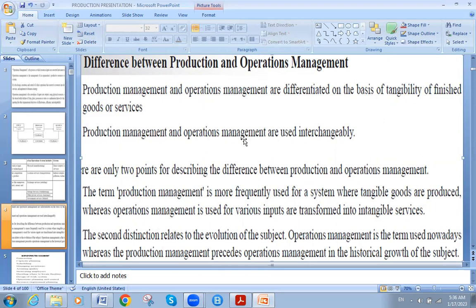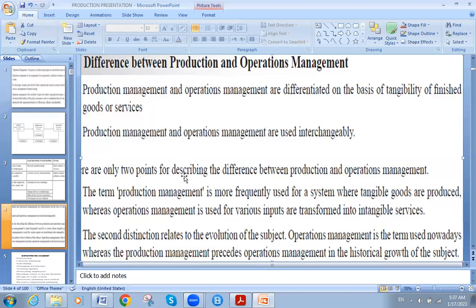Production management and operation management are usually used interchangeably. What I want to say here is that there are only 2 points for describing the difference between them. The term production management is more frequently used. We use the word production management more than operation management, for a system where tangible goods are produced, whereas operation management is used for various inputs transformed into tangible services.